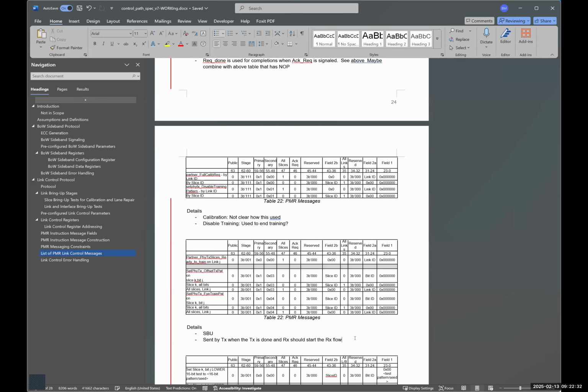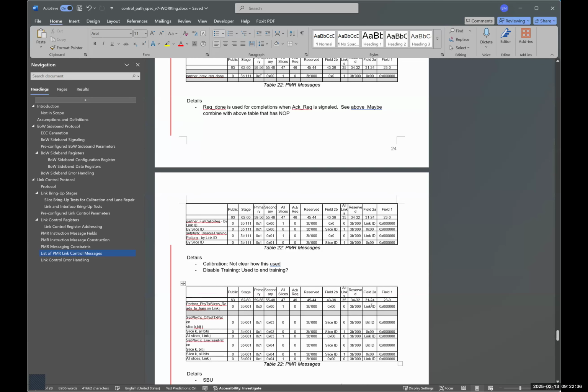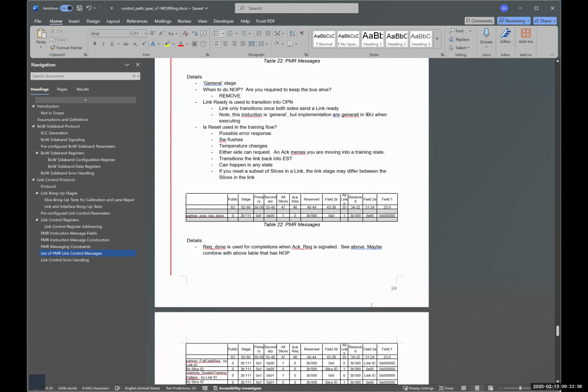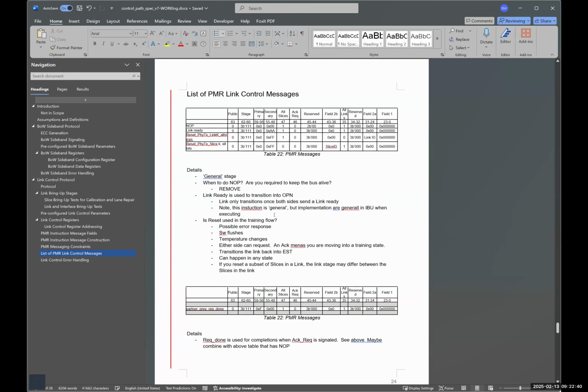I'm not sure, because like you said, there is nothing in here that maintains the states. All the states are maintained at a software level. So link ready transitions into operational. Yeah, but that operational state, I don't know where it is maintained. Is it maintained as a software state machine?